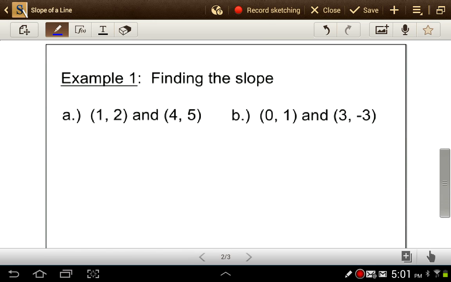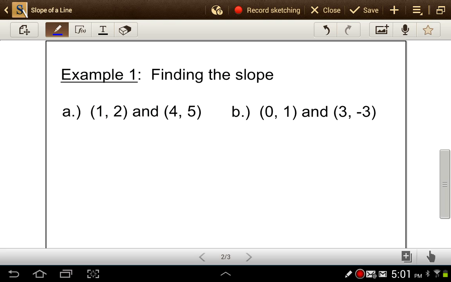Okay, here's our first example. We really only have one example. We're just finding the slope today. And so I got 2 examples on this page. So let's go over the first one.